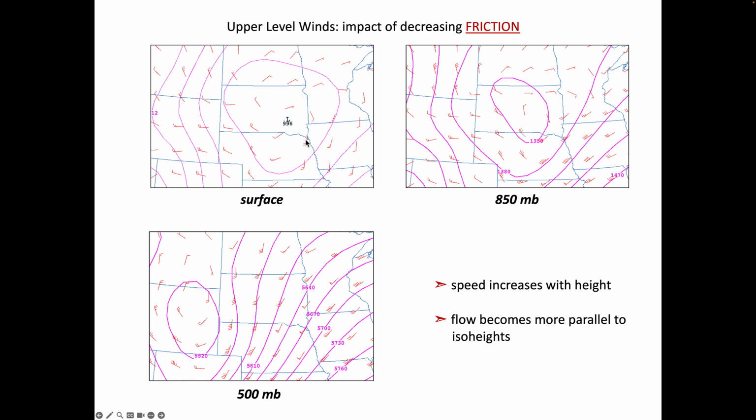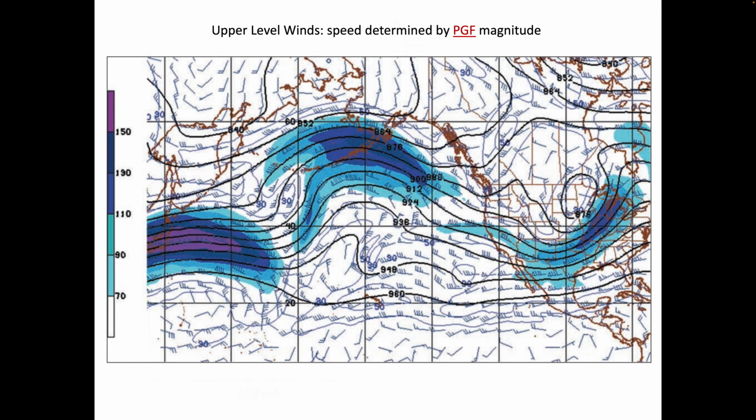I also want to point out, as I discussed earlier, that as you move up from the surface and go upward through the troposphere, low pressure and then low heights arch back towards the west with height. So our surface low is over southeast South Dakota, at 850 millibars the low is over central South Dakota, and by the time you get to 500 millibars, the 500 millibar low is over eastern Wyoming. So you see again this arching back of our low with height as we move up from the surface.